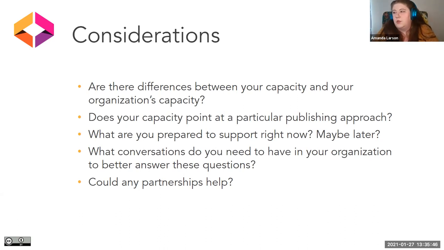What conversations do you need to have in your organization to better answer these questions? Who do you need to talk to? Who has these answers? If you could sit down, do some reflection, think about who's at your organization. Maybe it's important to talk to your supervisor, and then maybe the dean of the library or the head of the instructional design unit. And then what partnerships will help?